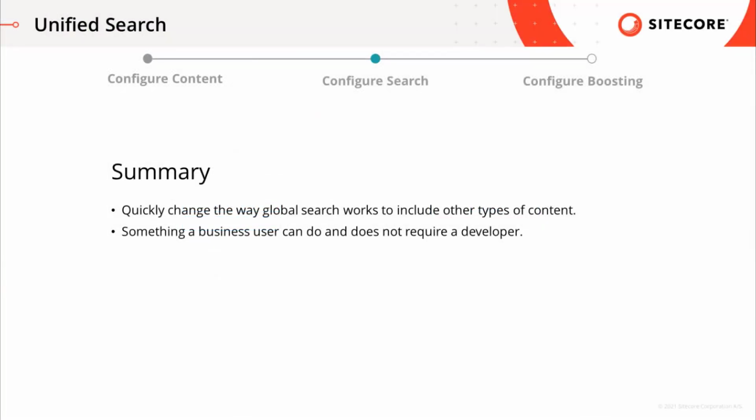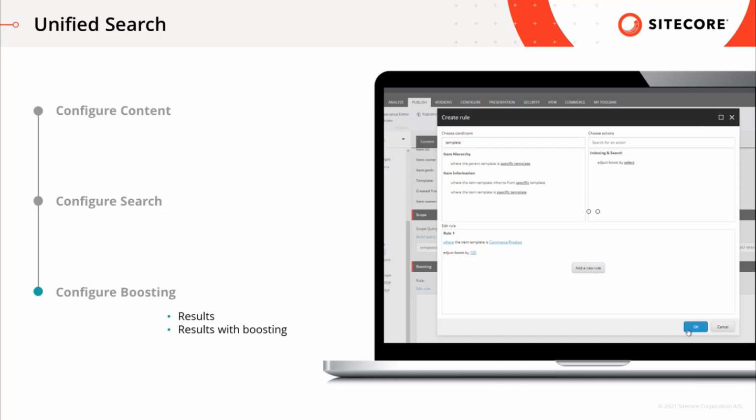Okay, so we saw just how easy it was to configure search, make changes to the way the search result listing works, change the page itself without requiring a technical person to get involved, do a deployment. So extremely powerful. Everything is available to you within the admin interface. And now we're going to move on to the last step here, which is basically seeing those results and configuring boosting at a few different levels.